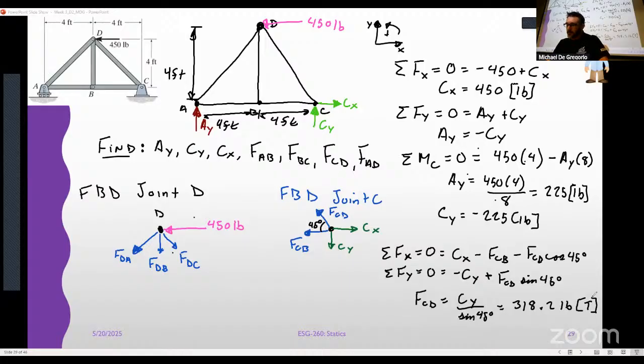Okay, great. Plug that in for FCD in the first equation. Solve for CX. Sorry, solve for FCB. Why am I solving for CX? FCB is equal to CX minus FCD cosine 45 degrees. We found CX was 450 pounds. Right.